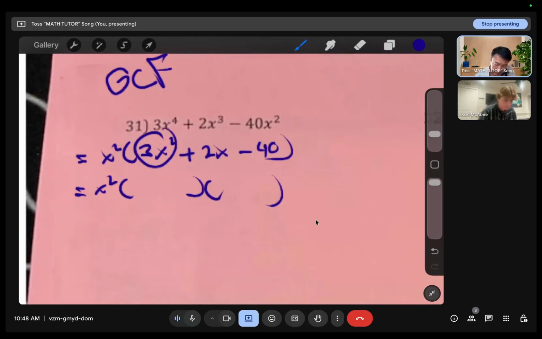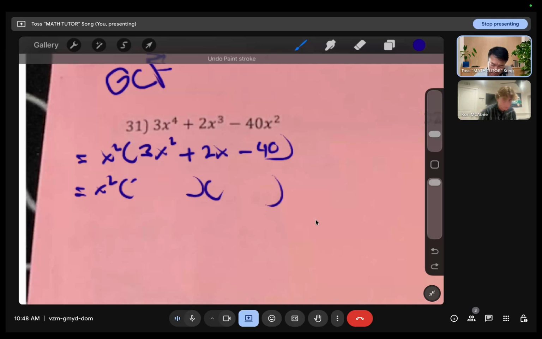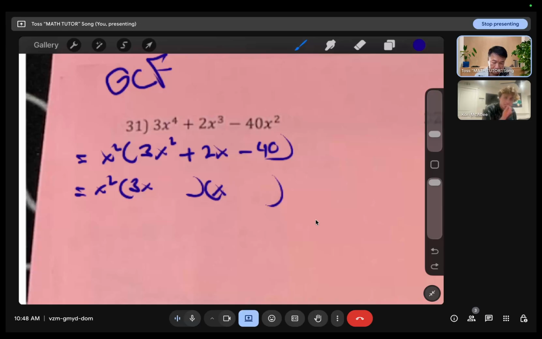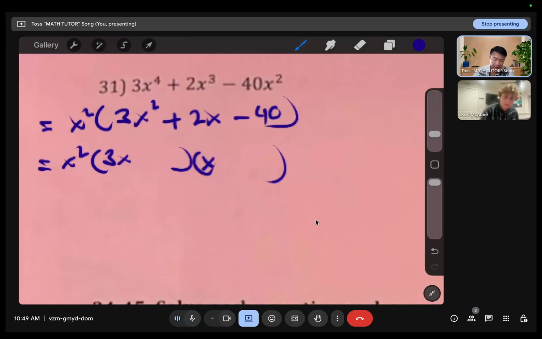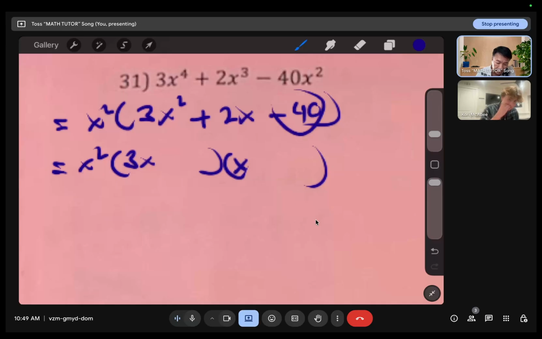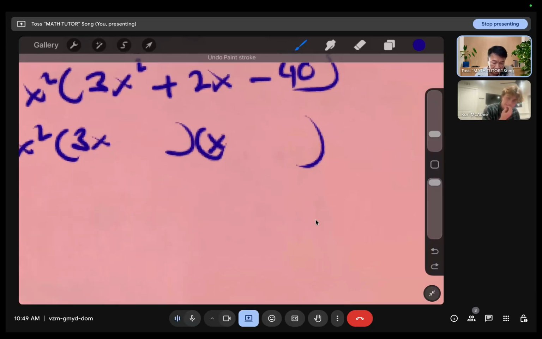So do the first and the last. So the combination will be 3x and x only for sure. The last, there are plenty, but I'll do the numbers that are close to each other again, which is going to be 8 and 5. You can do 4 and 10, but try to do that later, or even 40 and 1. But when they do this, like 80% of the time, the numbers close to each other will work, but not always.